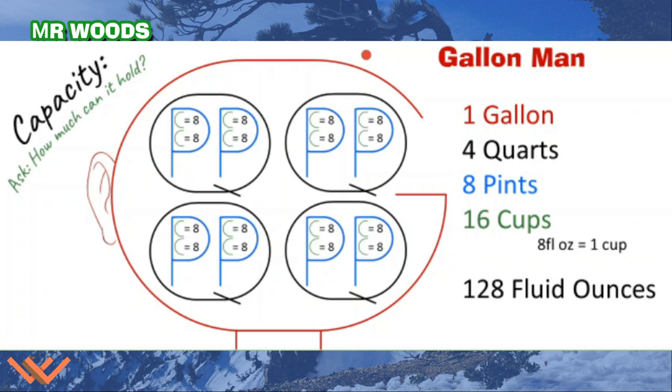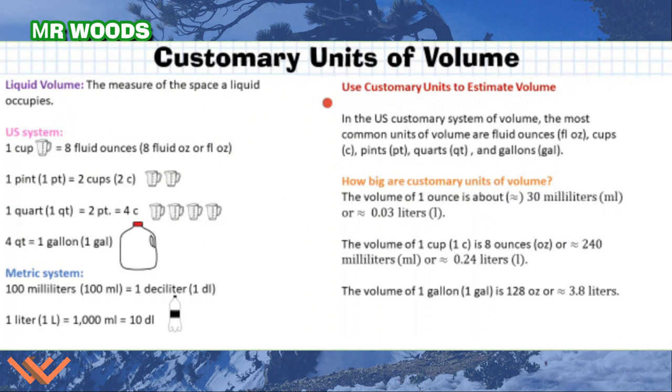I like that graphic, but let's get back. Use customary units to estimate volume. In the U.S. customary system of volume, the most common units of volume are fluid ounces, cups, pints, quarts, and gallons. How big are customary units of volume? Well, the volume of 1 ounce is, again, about 30 milliliters or 3/100ths of a liter. The volume of 1 cup is 8 ounces or approximately 240 milliliters or 0.24 liters, which is approximately 1/4 of a liter.